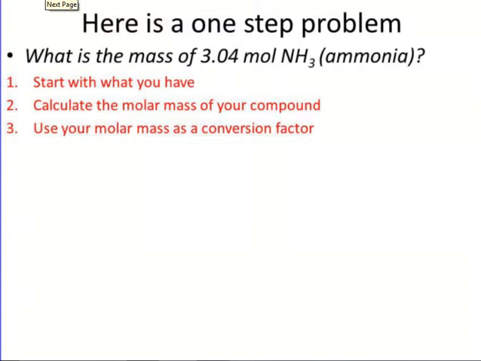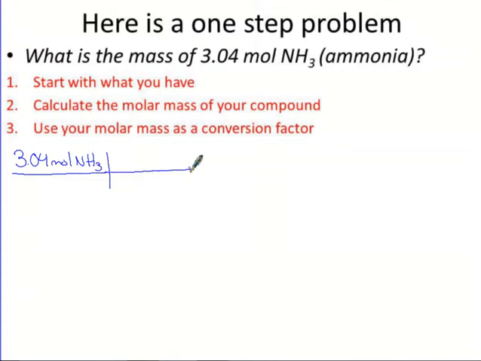Okay. So how do we use it? Here's a one-step problem for us. I'm going to do it for you. Watch me do it. Press pause, get it into your notes, and see if you understand it or do it with me. We have 3.04 moles of ammonia, which is NH3. First thing I want to do is start with what I have. So I'm going to write that right there. I have 3.04 mole NH3. I'm then going to do my train tracks.